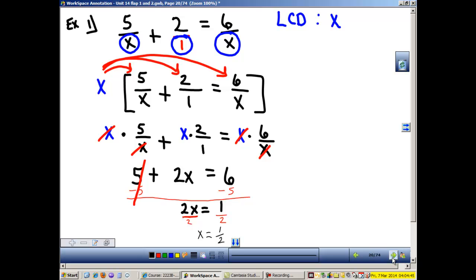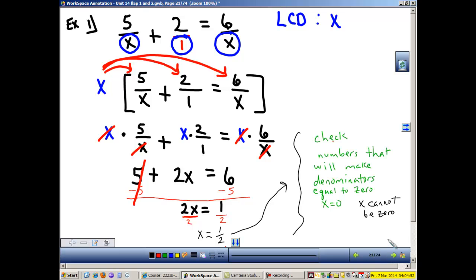And the very last thing to do is check for extraneous solutions. To do this, we need to see what numbers will make each denominator 0. So set the denominator in the original equation equal to 0. X equals 0. So x cannot be 0. Since we got 1/2 as our answer, that is our answer since x is not 0.